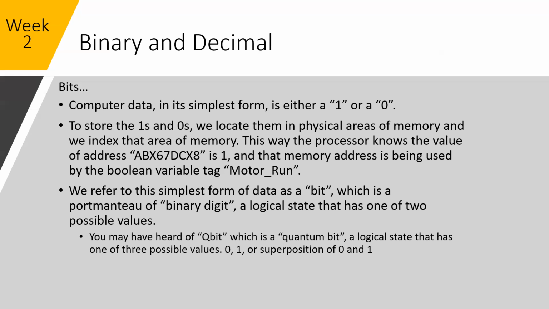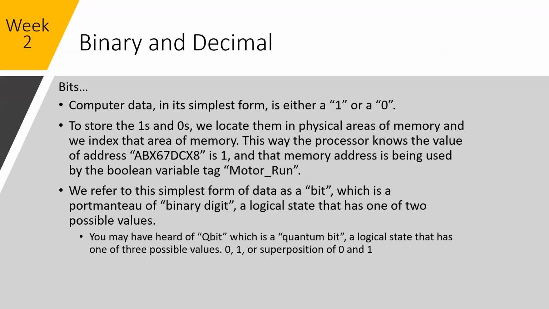So we refer to the simplest form of data as a bit, which is a portmanteau of binary digit, a logical state that has one of 2 possible values. You may have heard of a qubit, which is a quantum bit. Wow. And the logical state has 3 possible values: 1, 0, or the superposition of 0 and 1. I'm sorry, I didn't write that, and I don't know what that means. I think Quentin wrote a joke, and I should have taken that out. I don't find it funny. I'm sorry, guys.